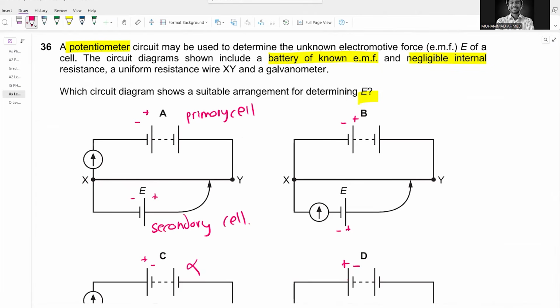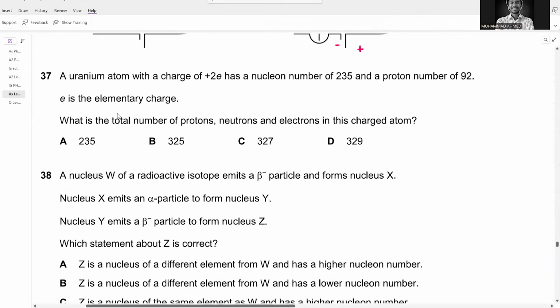Also, if you are determining the EMF E, your galvanometer should be in the second branch. आपका galvanometer second branch में होना चाहिए. 36 का आंसर is B. Easy peasy, lemon squeezy. आगे बढ़ते हैं.